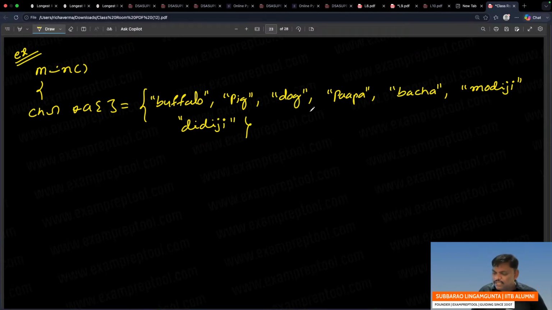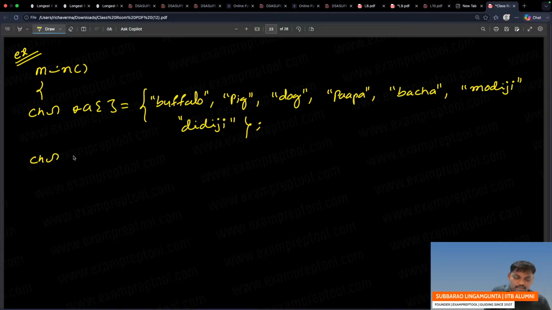Total 6, I think. 6 strings I want to write. I may have written 7: 1, 2, 3, 4, 5, 6, 7. By seeing Modi ji, I thought of writing Didi ji also. Yeah, it's fun. Let's have fun. Let's go to the next. If you want to say something, please say it to me. I will write that also.